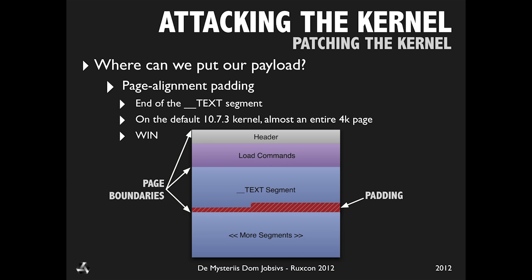So where can we actually put our payload? I just used the old Silvio page alignment padding technique. At the end of the text segment of the kernel binary, there's a bunch of padding because all the segments are aligned on page boundaries. Apparently on the default 10.7.3 kernel it's almost an entire 4K page. I think that changed in 10.8.1. I haven't looked at 10.8.0, but I think it was only like 300 or 400 bytes. But still, it's loads to store a basic little trampoline payload, which is all we need to do at this point.